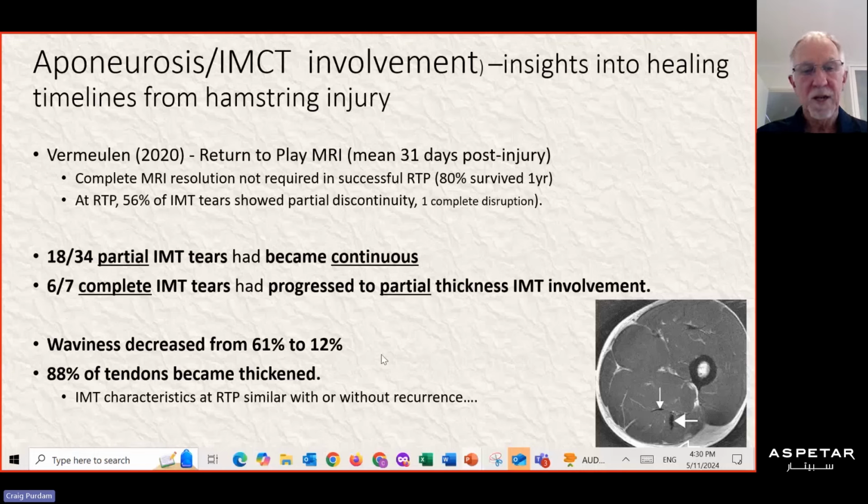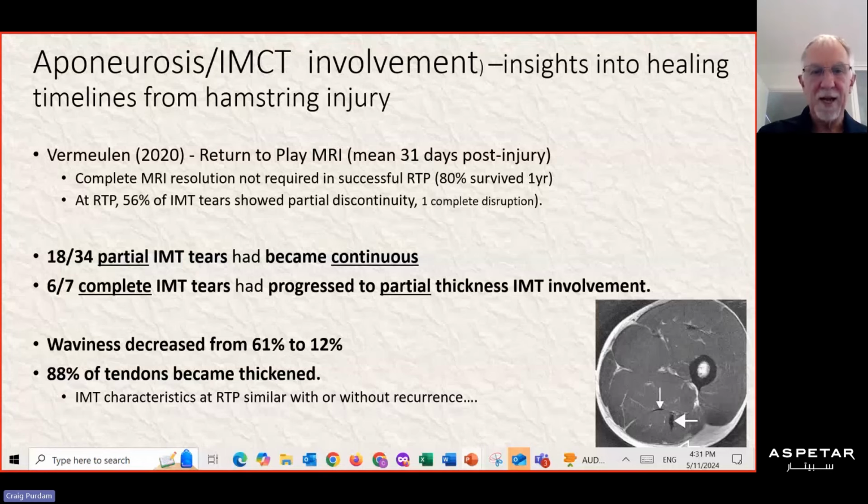That tension had redeveloped in the waviness, 61% at baseline back to 12%, and we see this classical thickening of this immature scar as it's undergoing the remodeling period. So we know that occurs at 31 days, or a mean of 31 days.